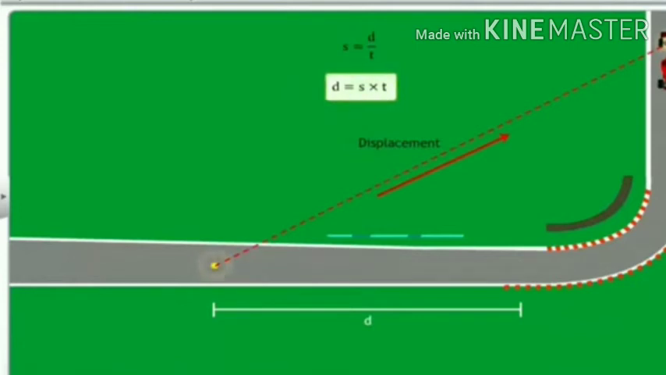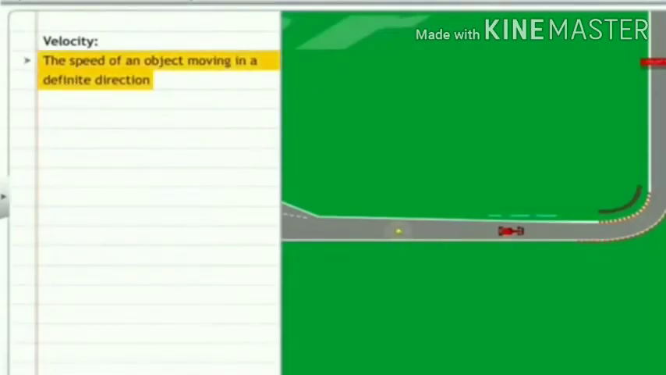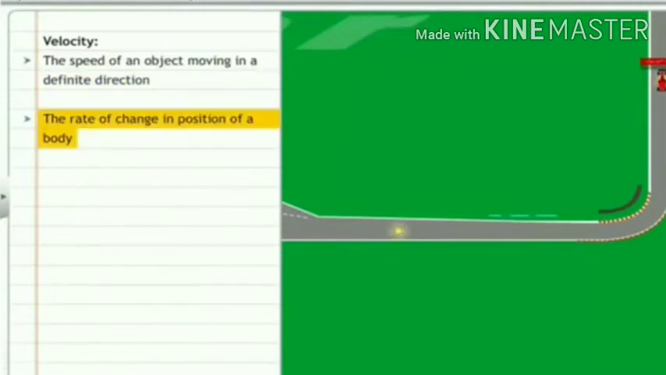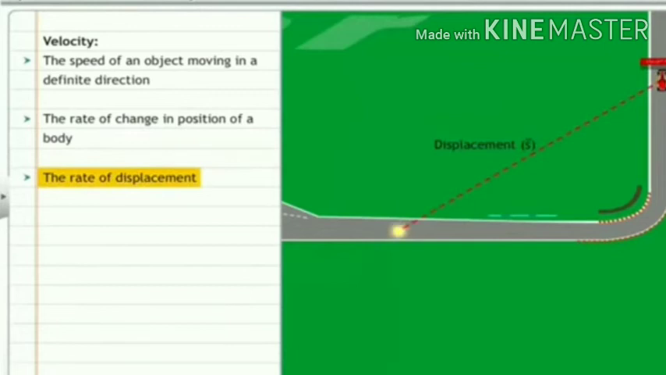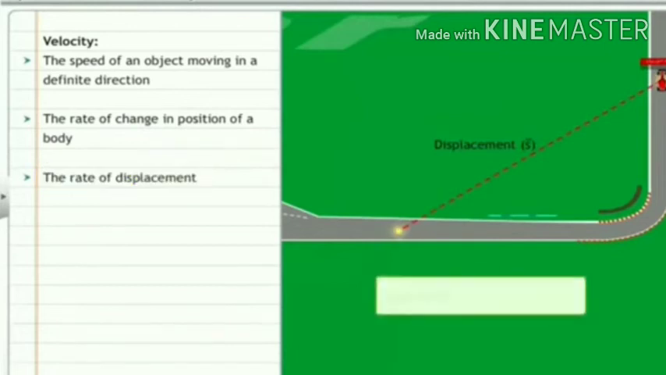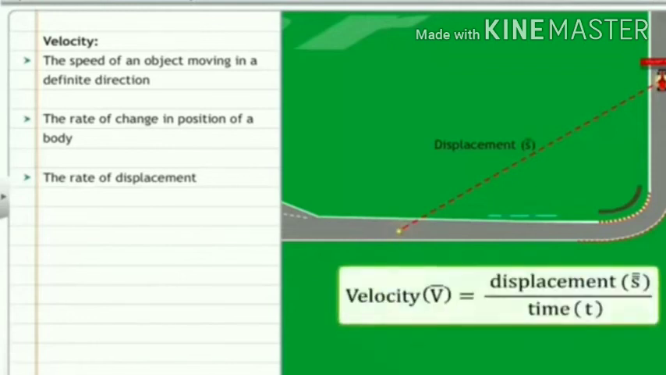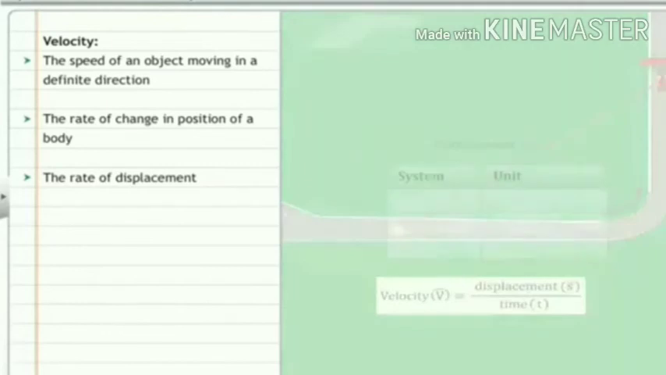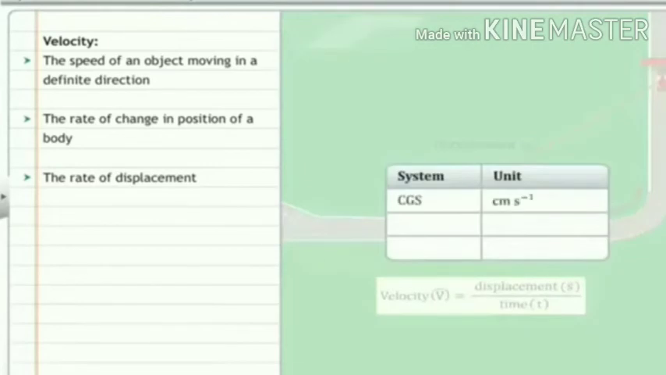Therefore, the shortest distance has a different value from the starting point to the final point. So, from the initial to the final point, the displacement of a moving object has a definite direction, and it is the rate of change in position of a body. Thus, the rate of change of displacement is called velocity because it has a specific direction. Hence, the SI unit and CGS unit of velocity are meter per second and centimeter per second.